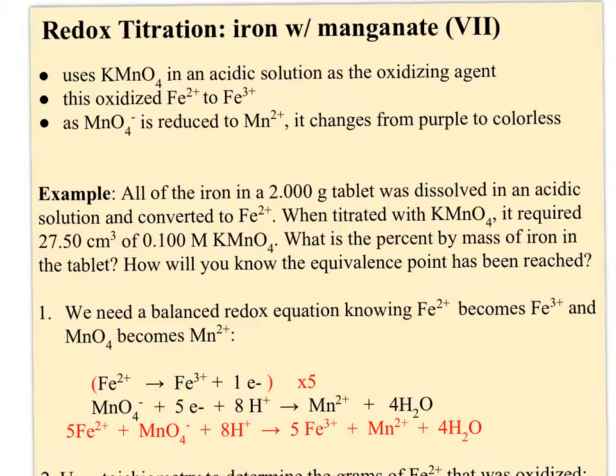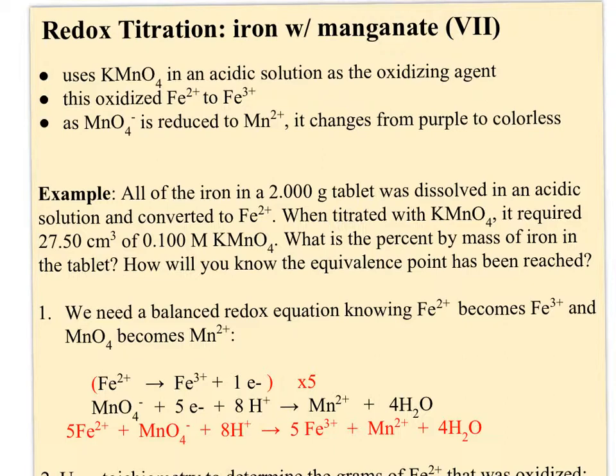The first one is titrating iron ion with manganese or manganate ion, and it typically uses potassium manganate, permanganate, in an acidic solution as the oxidizing agent, and then Fe2+ is oxidized to Fe3+. That means that the manganese is reduced to Mn2+, and that's where the color change occurs from purple to colorless. So let's look at how you would actually calculate a titration for this.